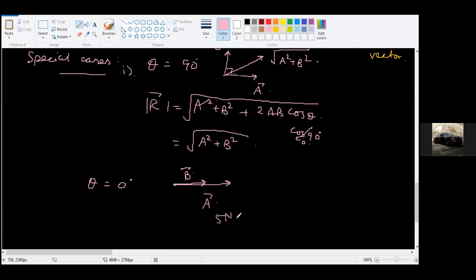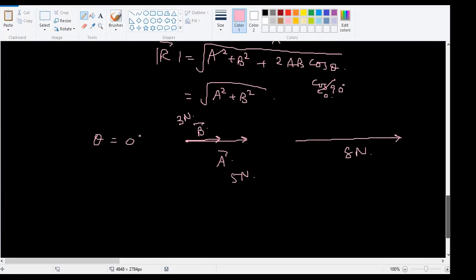If I say this is 5 Newton and this is 3 Newton, what will be the total effect? Forget about cos and all. One guy is pushing with 5 Newton, another guy is pushing with 3 Newton. What will be the total? 8 Newton. So the effect will be 8 Newton.